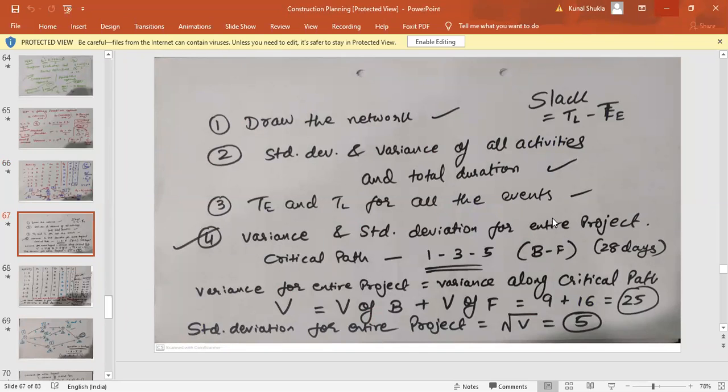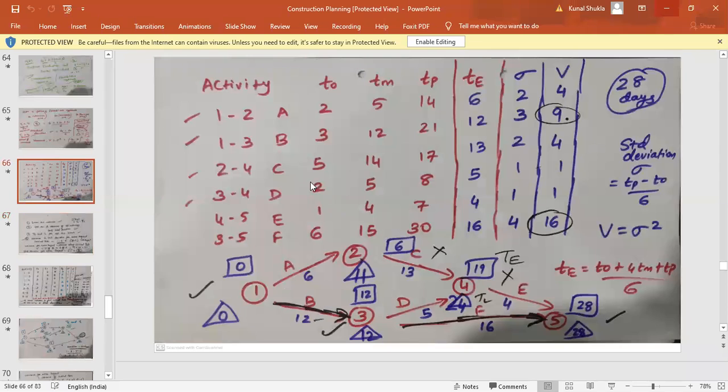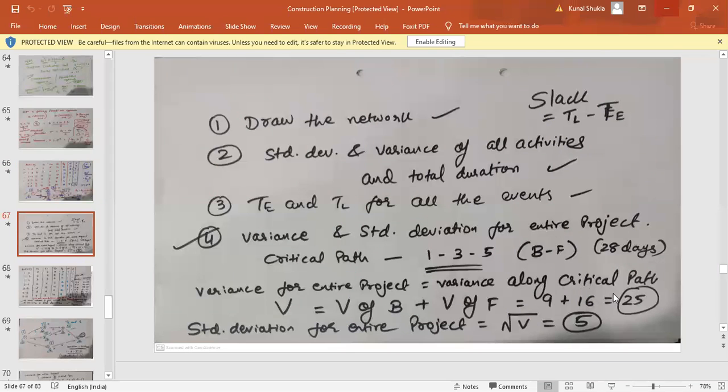Now whenever you are calculating variance and standard deviation for the entire project, you have to check only the critical path, because the critical path is, you can say, summing up all the activities of the project network. So 1, 3, 5, that is BF, so this is the critical path. So check the variance values of B and F. B is 9, F is 16. So 9 plus 16 is the variance along the critical path, or you can say variance of the entire project. So 9 plus 16, that is 25, and standard deviation is the square root of that. So the square root of 25 is 5.